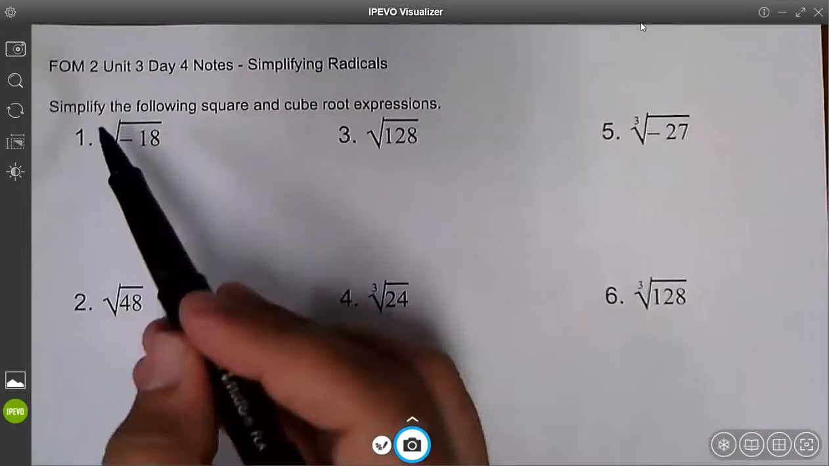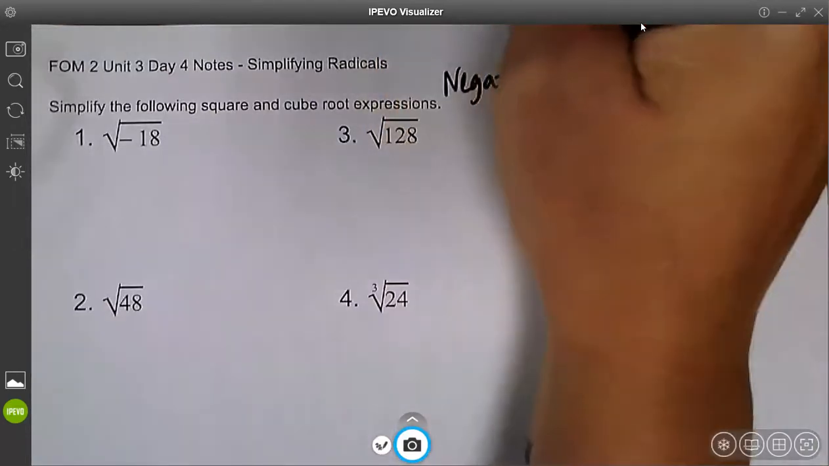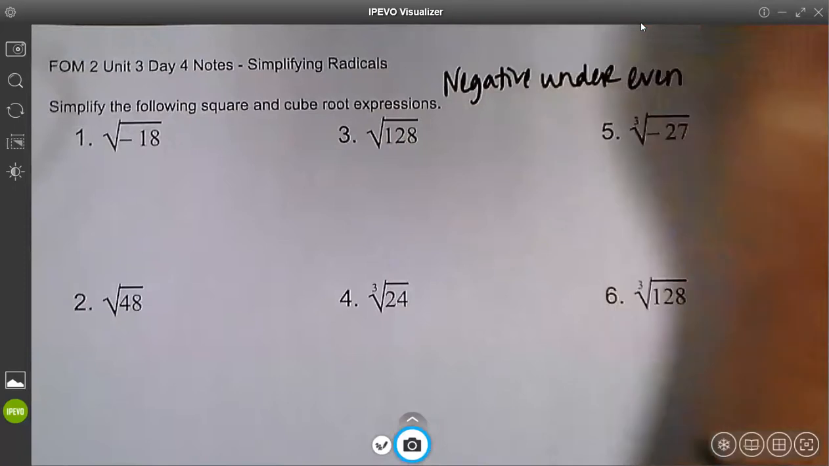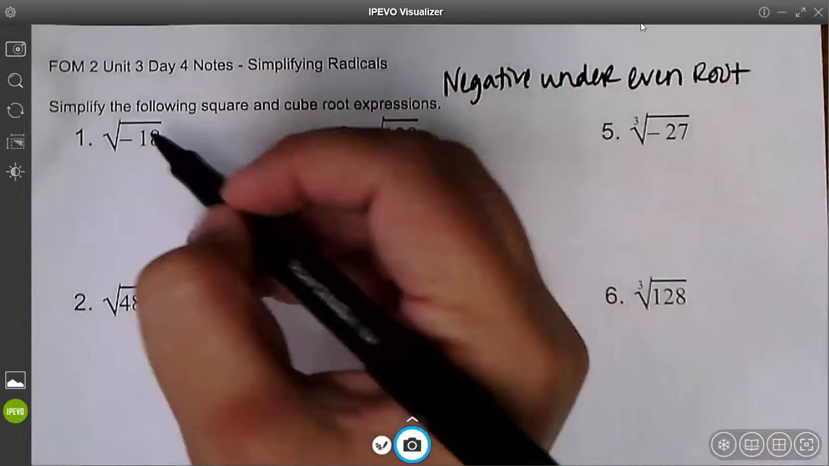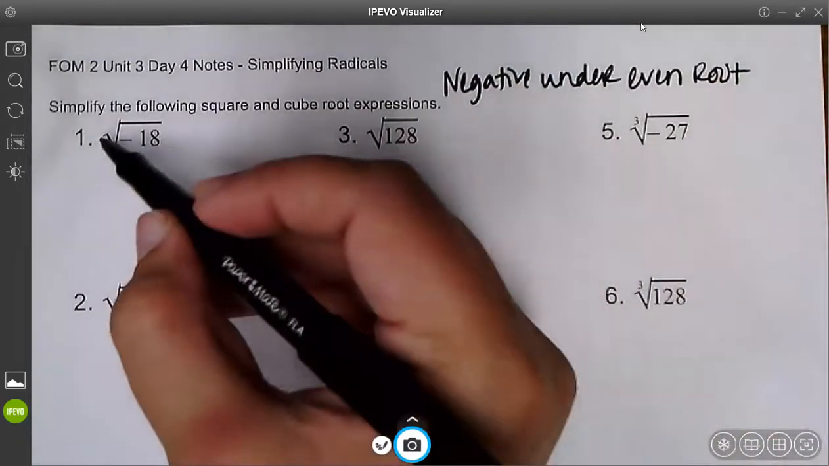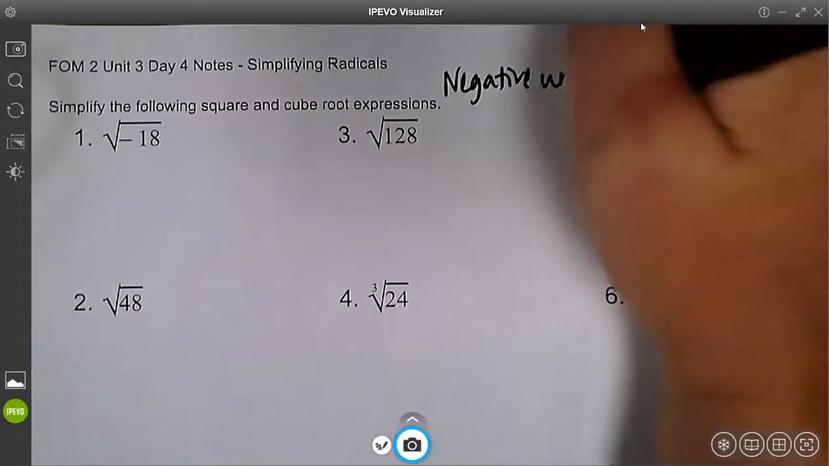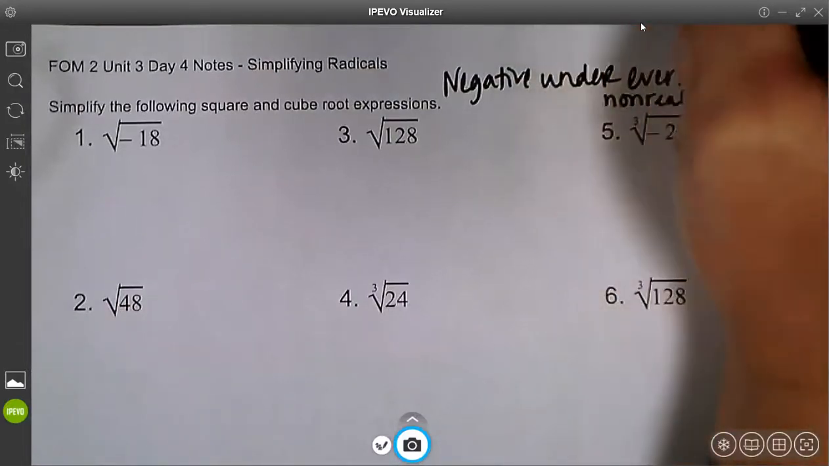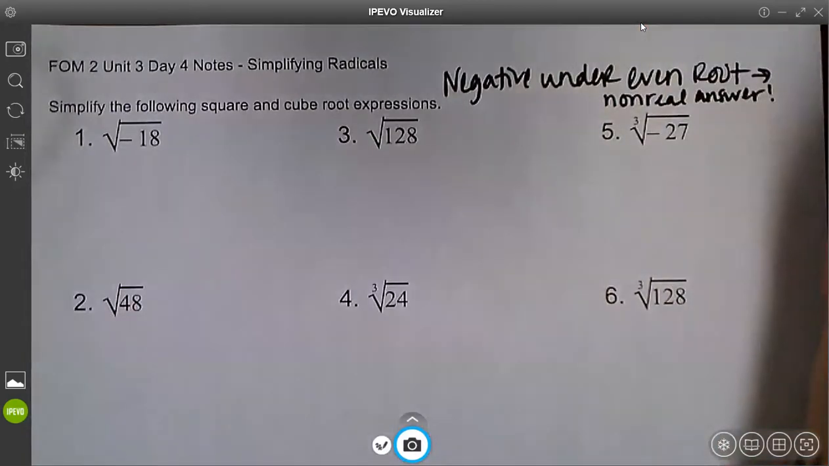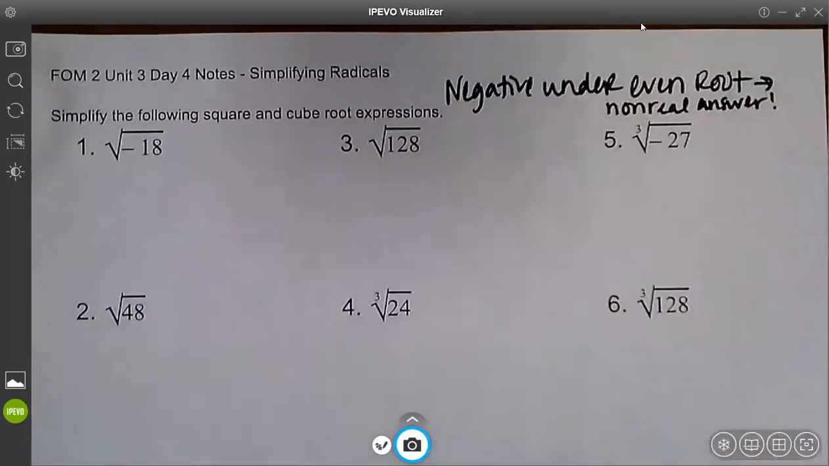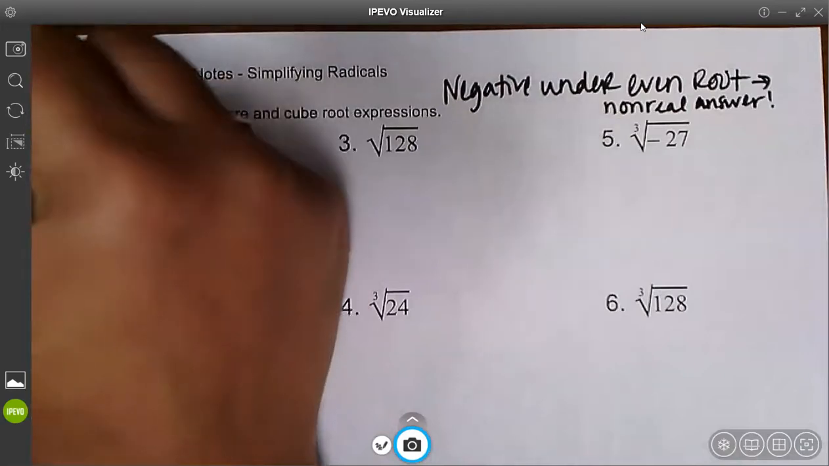Anytime there's a negative under a square root, so negative under an even root, so that is square, to the fourth, to the sixth, whatever the number is here. Remember, if there's not a number, it's an understood 2. Negative under an even root gives you a non-real answer. You will get into that more in Math 2. We're not going to worry about that right now. We're just starting with non-real answer. So we have a negative here, so we know that this one is going to be a non-real answer.